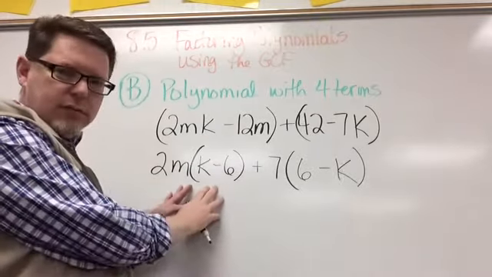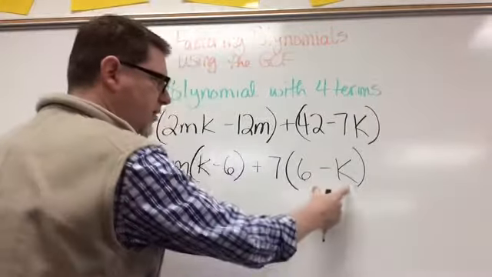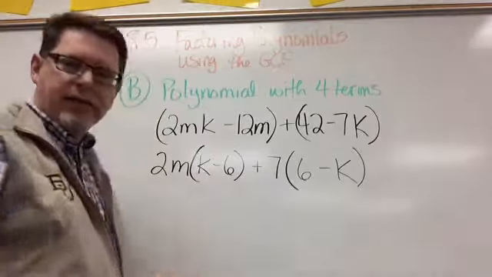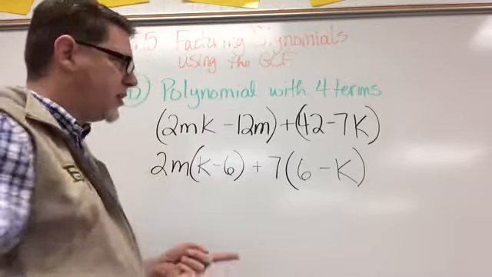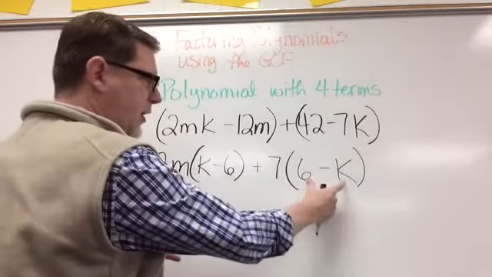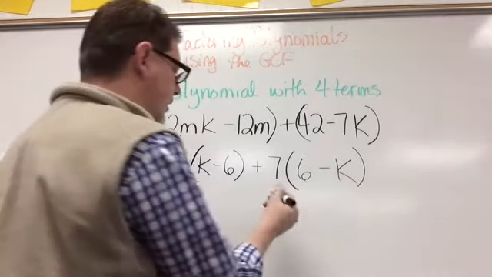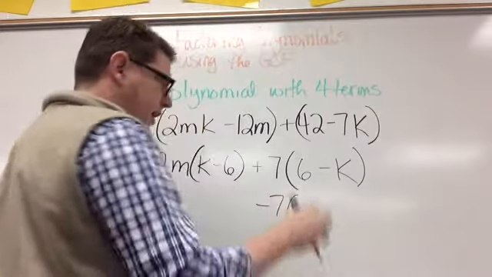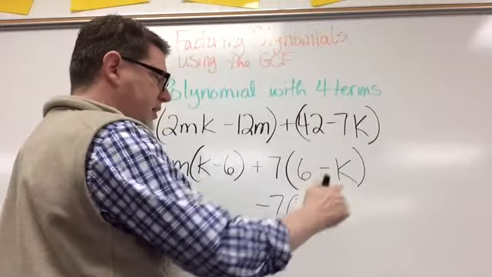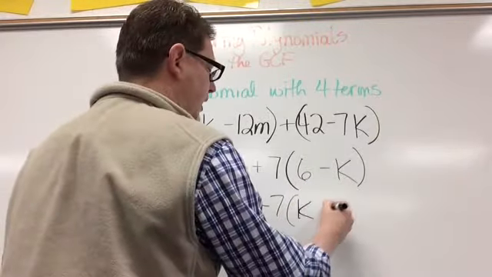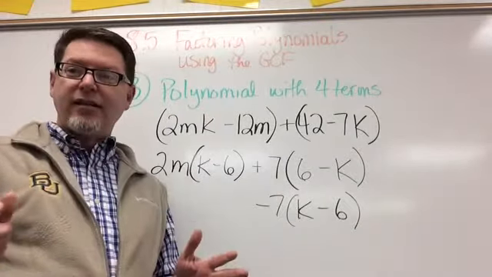I'm not going to touch this one. We're going to leave this one alone. We're going to look over here at the 7 and the 6 minus k. What can I do to the 6 minus k to make it look like k minus 6? You're right, I can multiply it by -1. So in this case, I'm going to multiply everything in here by -1 and this term by -1. And I'm going to get -7. And -1 times 6 is -6. Negative k times -1 is positive k. So it's actually going to end up k minus 6. It's called the additive inverse.